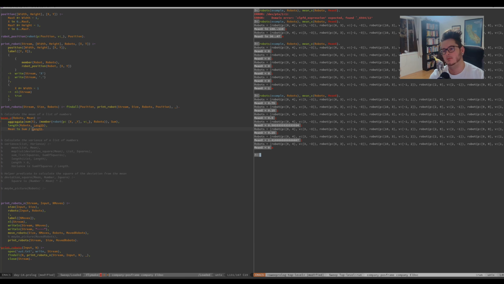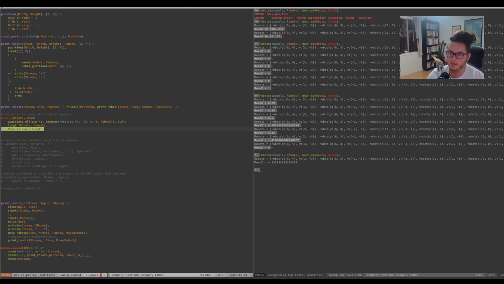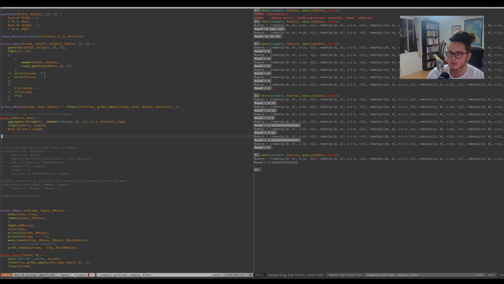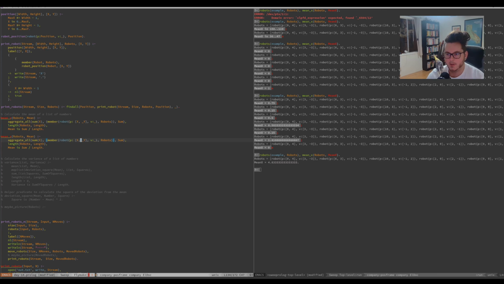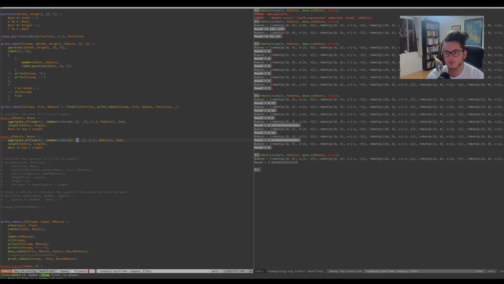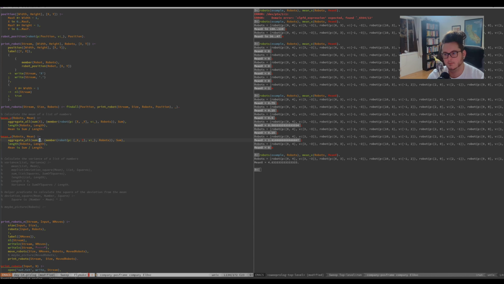And we wanted aggregate all. Right? Okay, so that's the mean x for this list of robots. Okay, let's do the same thing for y. Probably a way I could combine these both to share more code between these rules, but we're just doing some experimental coding at this point, you know.